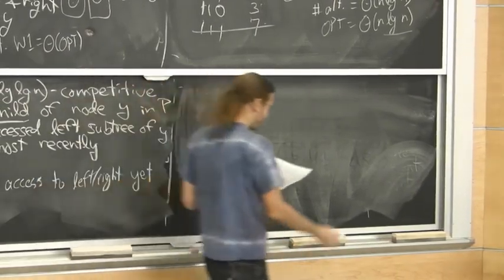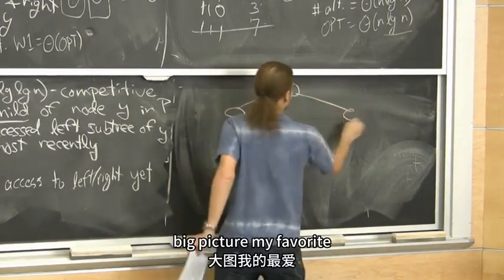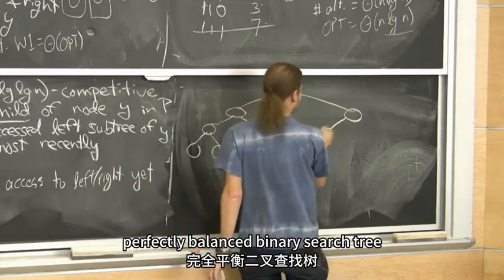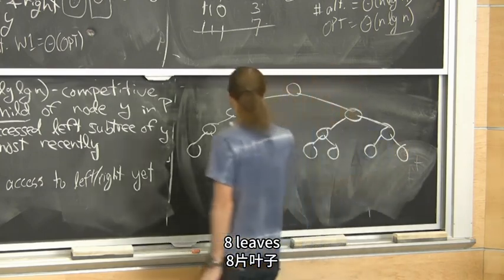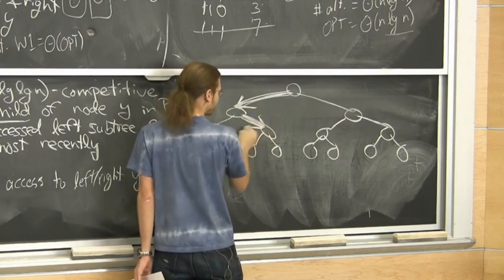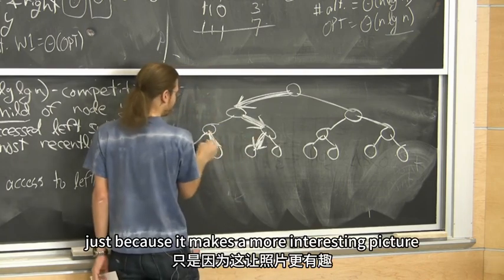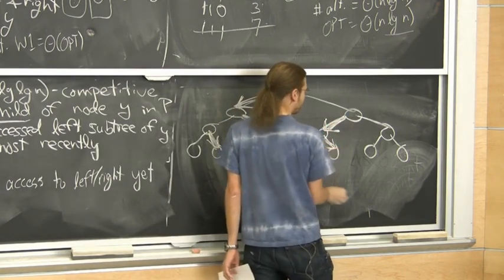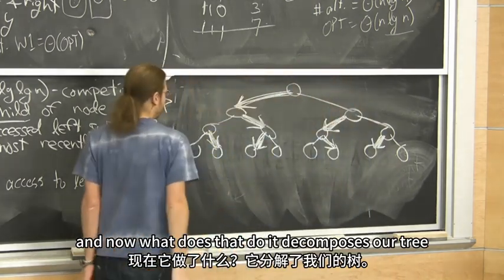Okay, so let me draw a picture, and I guess I'm going to draw a big picture, my favorite perfectly balanced binary search tree. The 8 leaves. And so now suppose that every node has a preferred child. Let's say they all do, just because it makes a more interesting picture. I'm going to draw that with a big fat arrow. And now, what does that do?